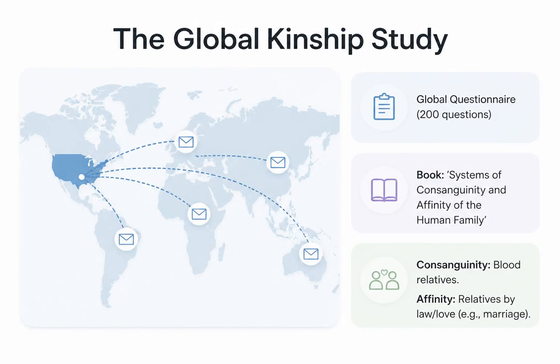Realizing this wasn't just an isolated Iroquois quirk, Morgan launched a massive global study. He sent a 200-question survey to diplomats and missionaries worldwide to collect kinship terminologies. He compiled the responses into a monumental book titled Systems of Consanguinity and Affinity of the Human Family. To clarify, consanguinity refers to blood relatives, while affinity refers to relationships created by law or love, such as marriage.